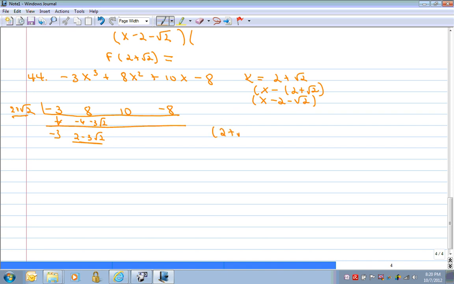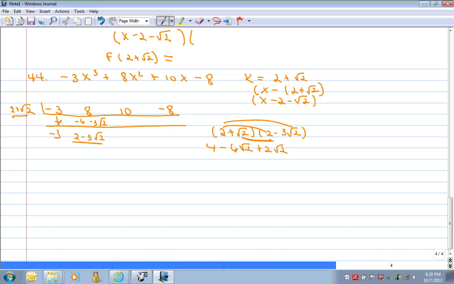So we have 2 plus the square root of 2 times 2 minus 3 square roots of 2. 2 times 2 is 4, and 2 times negative 3 would be a negative 6 square roots of 2. We have 2 times the square root of 2, so positive 2 square roots of 2.